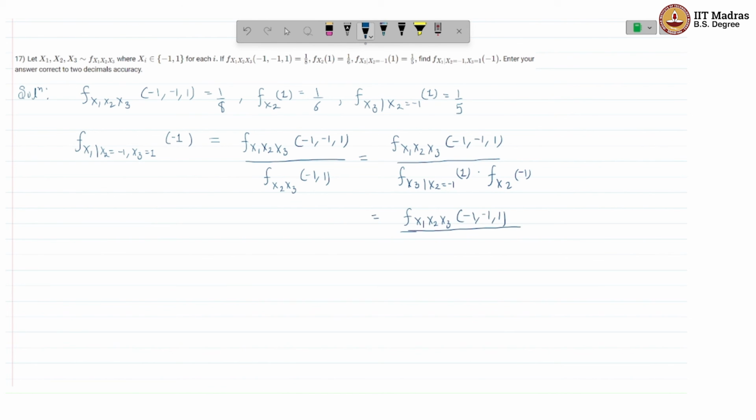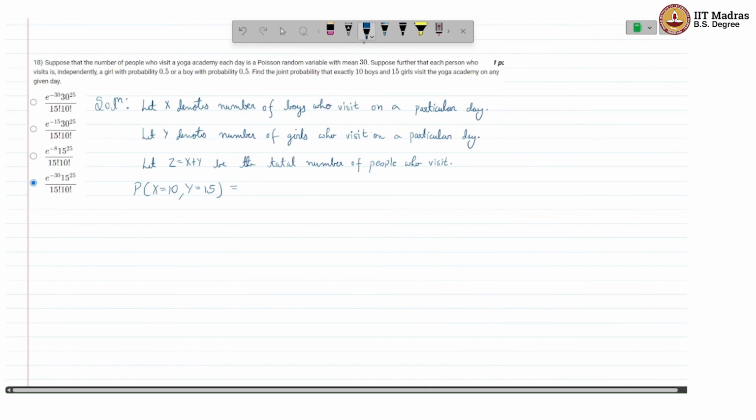And now, as in the question we are given the marginal that x2 is equal to 1, what we'll do, we'll write in place of marginal x2 is equal to -1, 1 minus marginal x2 is equal to 1, and now simply substituting the given values, this will be equal to 1 by 8 divided by 1 by 5 into 1 minus 1 by 6, so the value comes out to be 6 by 8 and it is 0.75. This is the required answer for question number 17.